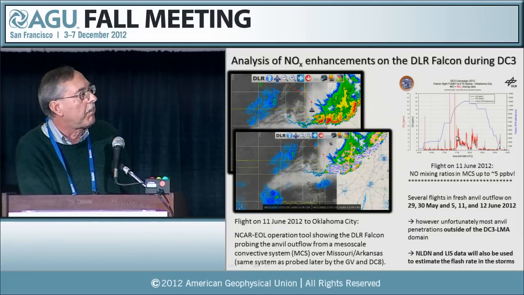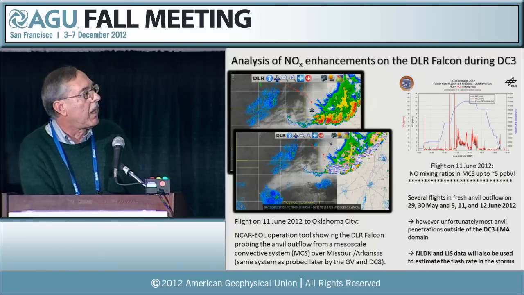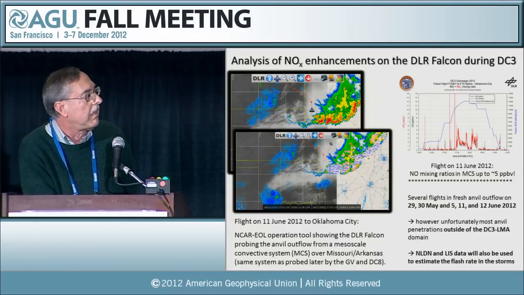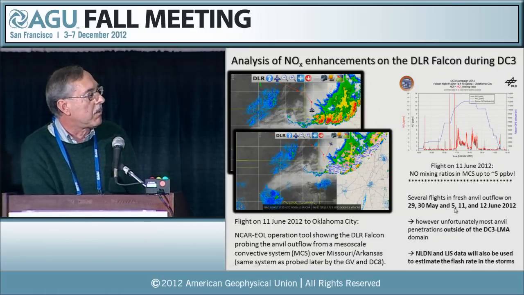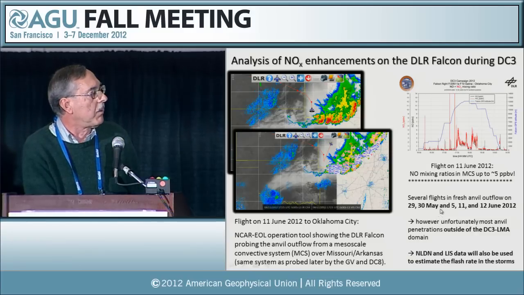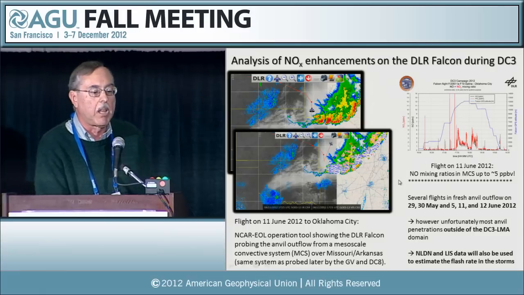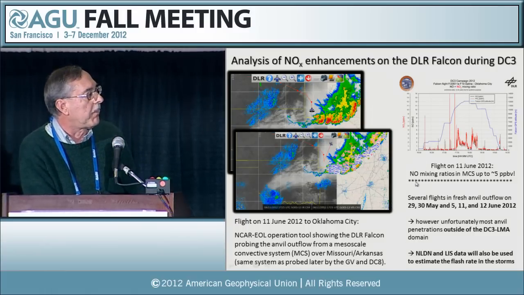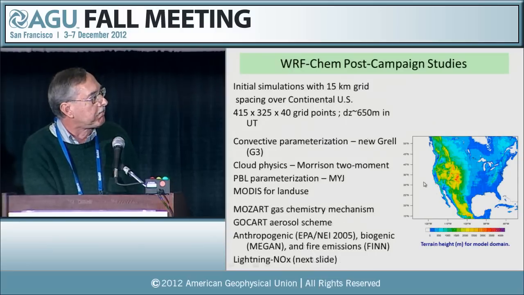So this was probably some really fresh NO that had been produced by some very frequent lightning flashes. And this is the list of dates in which they're most interested in doing their studies. Now, of course, this was not over one of the LMA regions, so they're going to be relying on NLDN data, for example, for their studies.